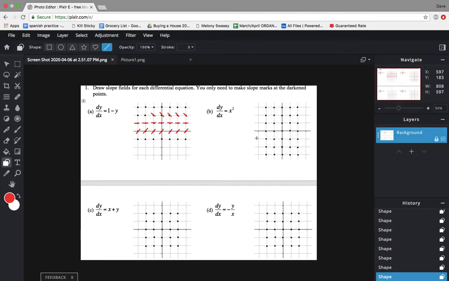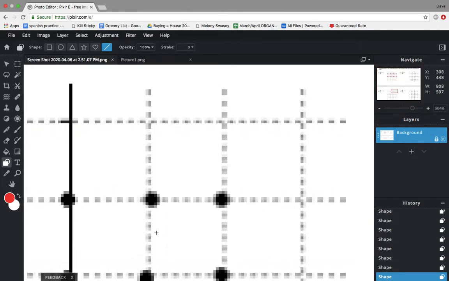Let's maybe have a look at this differential equation. Here, I'll just do a couple of them.